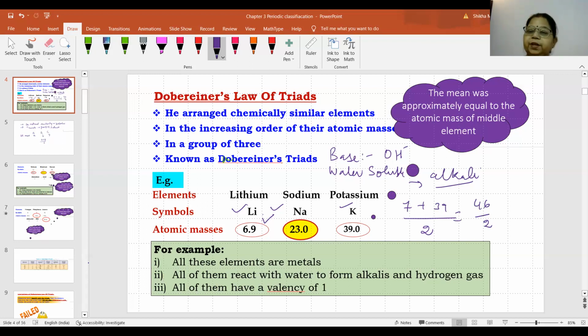So this is what Dobereiner said, that when he arranged the elements showing similar chemical properties in the increasing order of their atomic masses, he noticed that the atomic mass of the middle element, that is sodium in this case, is the same as the arithmetic mean of the atomic masses of the other 2 elements.